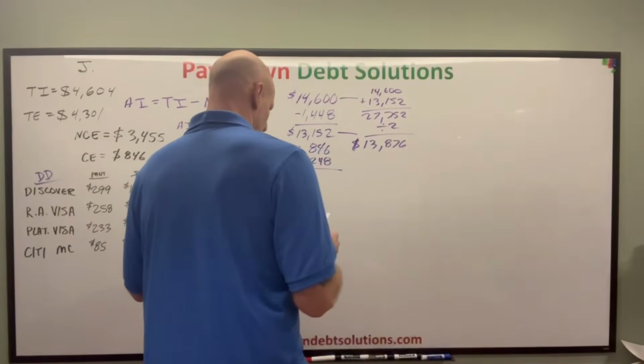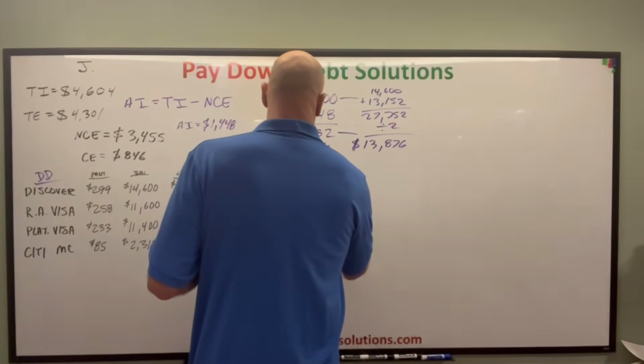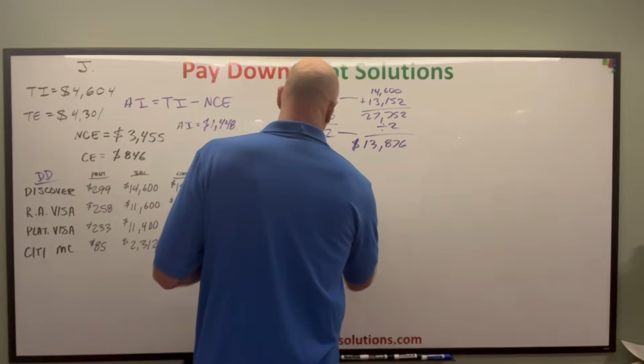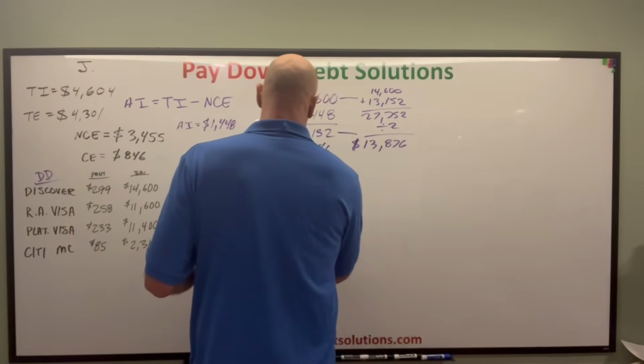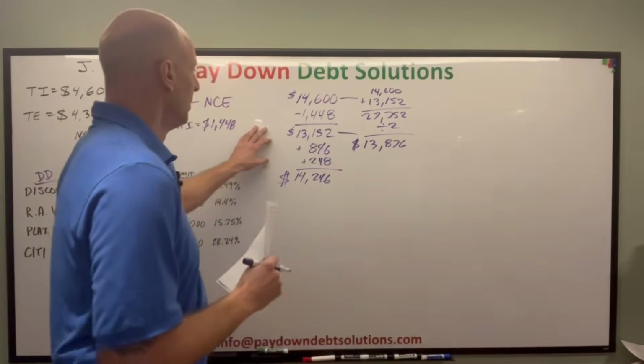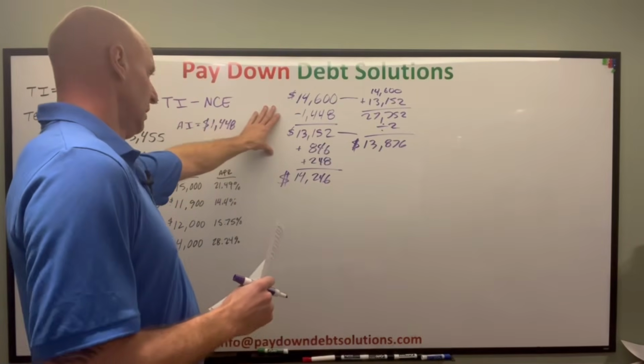So I'm going to show you how the magic happens. 14,246. So in 1 month, we lowered the balance $364.